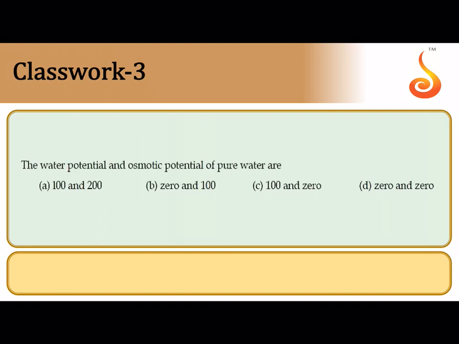The water potential and osmotic potential of pure water. See, osmotic potential is nothing but the solute potential, the degree by which the water potential comes down when you add a solute to it. But here they have mentioned pure water, so you are not adding any solute to it. So both water potential and solute potential will be 0.